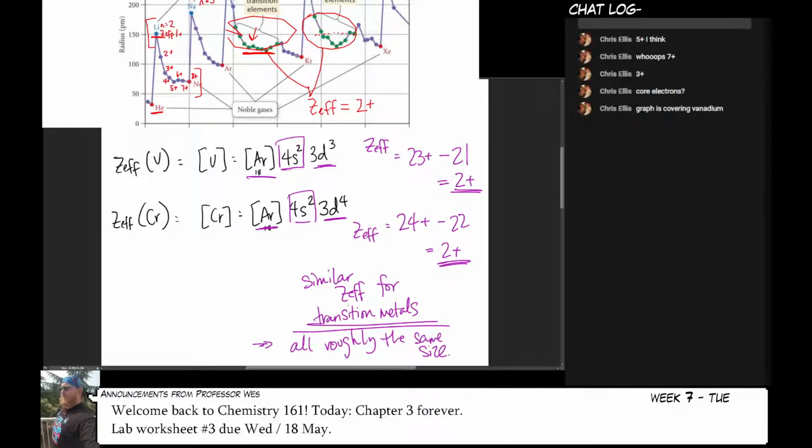For our purposes, that's too much work for an introductory class. This is technically an introductory class. It might not feel like it, but it sure is. The rabbit hole for this goes real deep. For our purposes, if you get Z effective and it's the same, it's going to mean that the atoms are roughly the same size. So if on an exam I asked you, why are all the transition metals roughly the same size, the answer would be they're all in the same n, and they have the same Z effective.